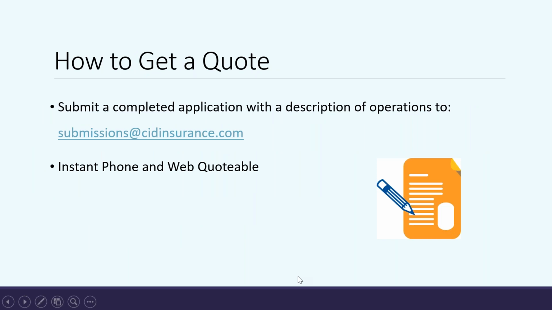How to get a quote. So again, we want at bats. The only way we're really going to know if we fit or if we have a market or if CID can really help you out is if we get those quotes over. So please take a look at just sending those paper apps or really anything you've got. Again, it could just be a description of operations. Send that to submissions@cidinsurance.com. It's possible we could do it for the instant phone quote and on the web.